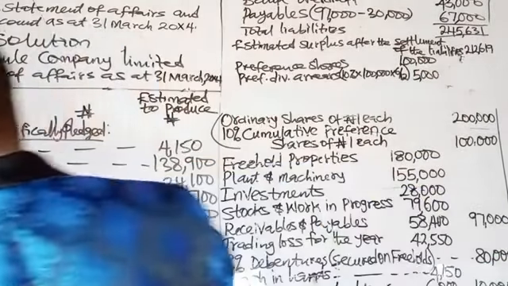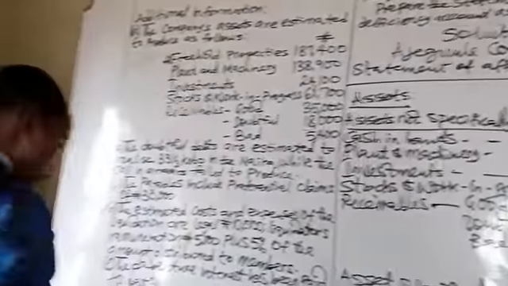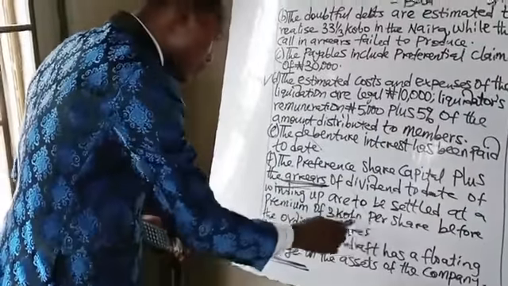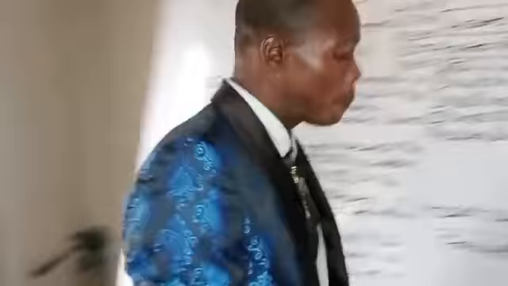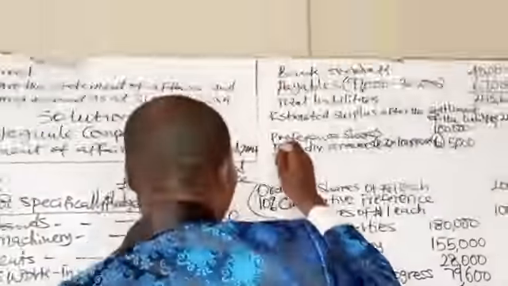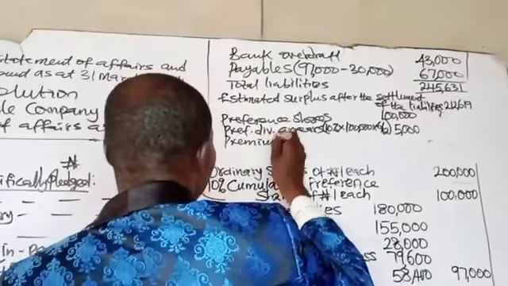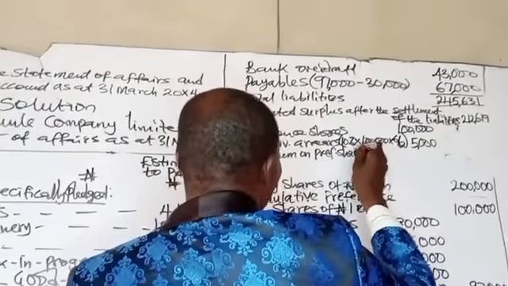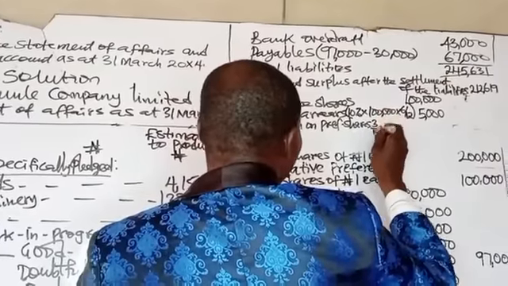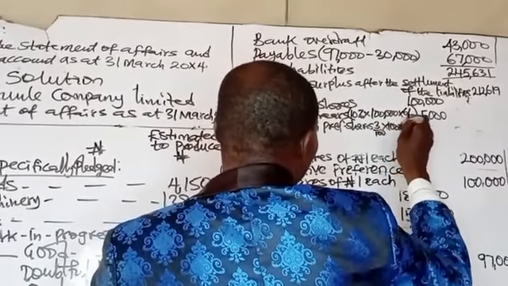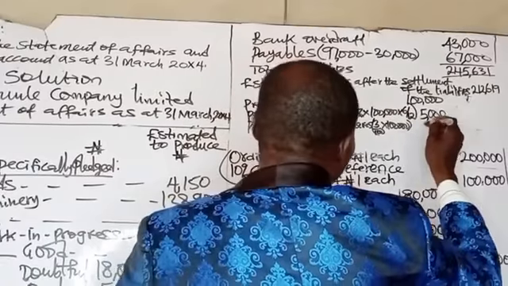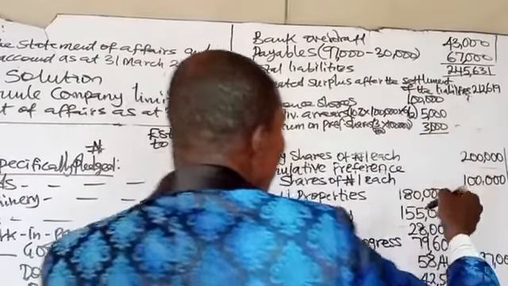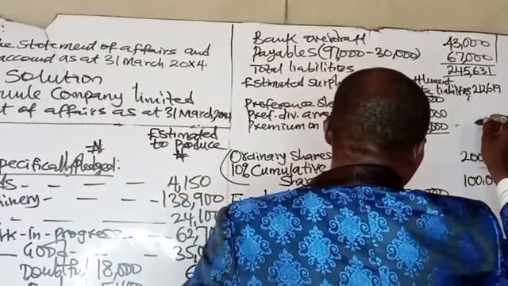Then, in that same note F, aside from the dividend, they are to be settled at a premium of 3 kobo per share. Premium on preference shares: 3 kobo, which is 3 over 100 times 100,000. That also gives us 3,000. So the amount due to preference shareholders, if you sum it up, will be 108,000.